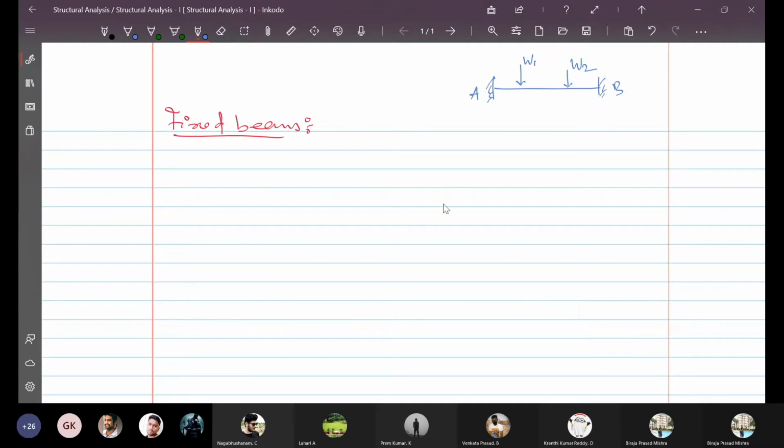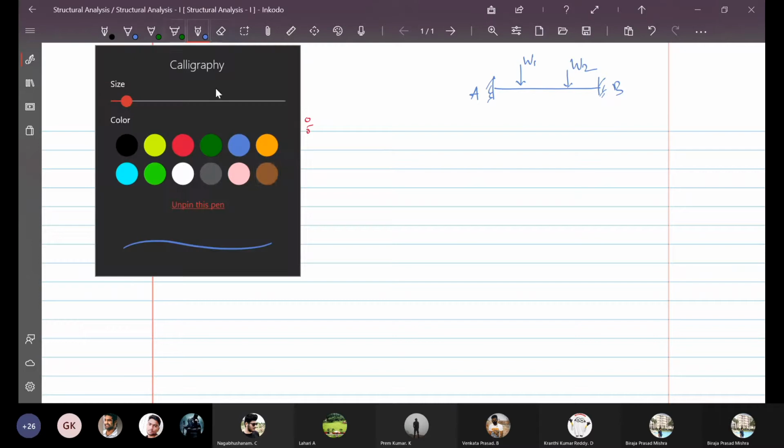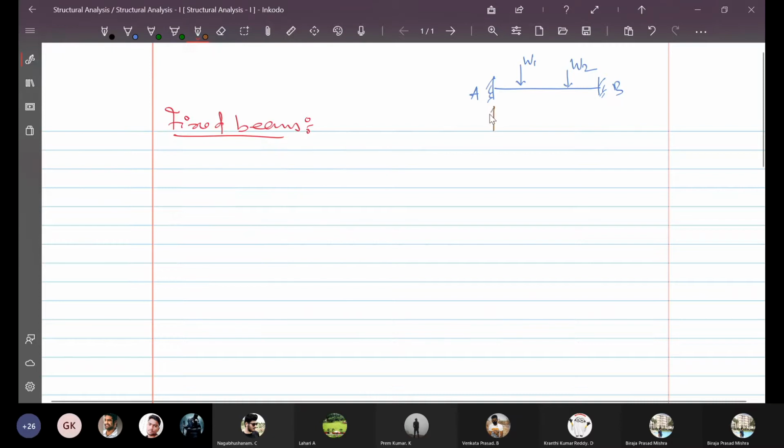Right. Okay. So now let us talk about the reactions over here. Here we'll definitely have a reaction. Let us represent this reaction as RFA, that is, the reaction for fixed beam at support A, and here we have the reaction for fixed beam at support B.